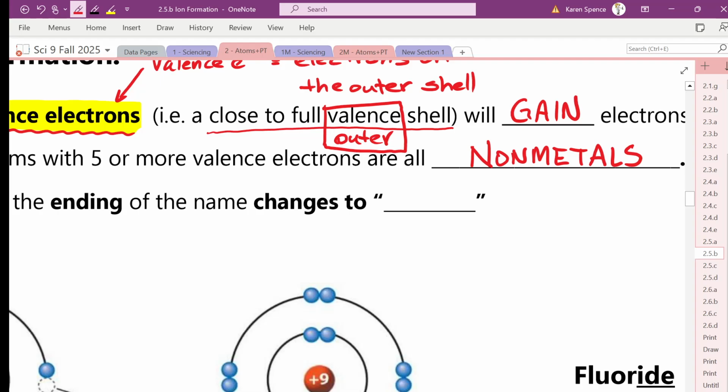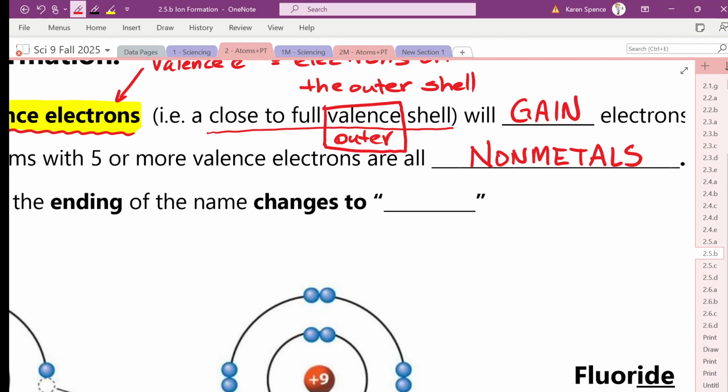Okay, so if you've got carbon, well, carbon's an exception. We'll talk about carbon later. But if you have sulfur, if you have oxygen, if you have phosphorus, if you have fluorine, all of those have 5 or more electrons in their outer shell. What is the word for outer shell? The valence shell. What do we call the electrons in the outer shell?